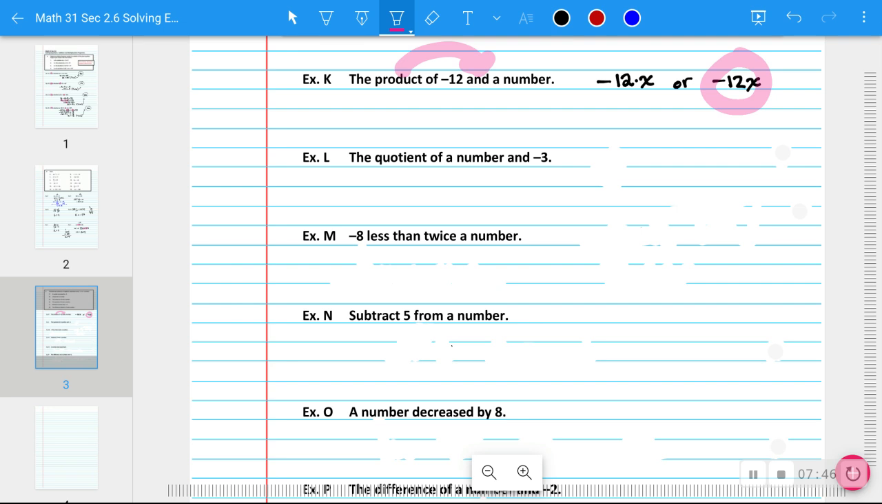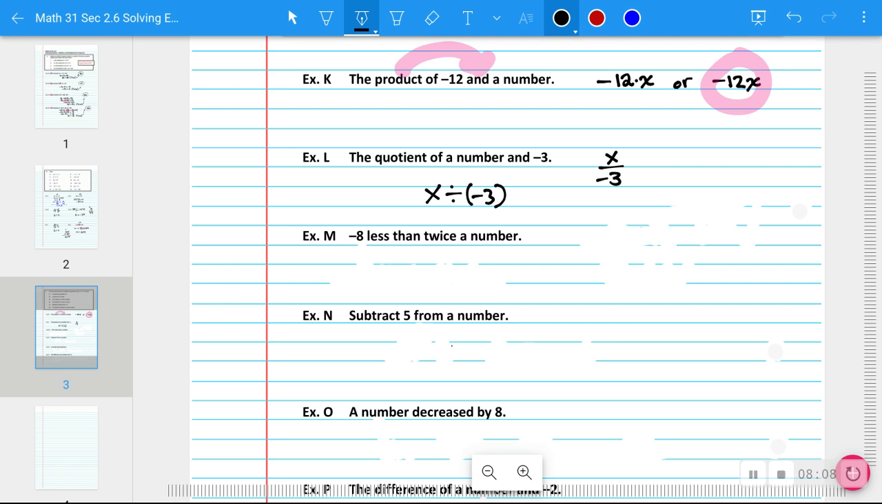Quotient means divide, so we're going to be dividing a number by -3, and you write that using the fraction bar. You can actually do it this way, although I don't advise it. Kind of an awkward set of symbols when you have two symbols up against each other.